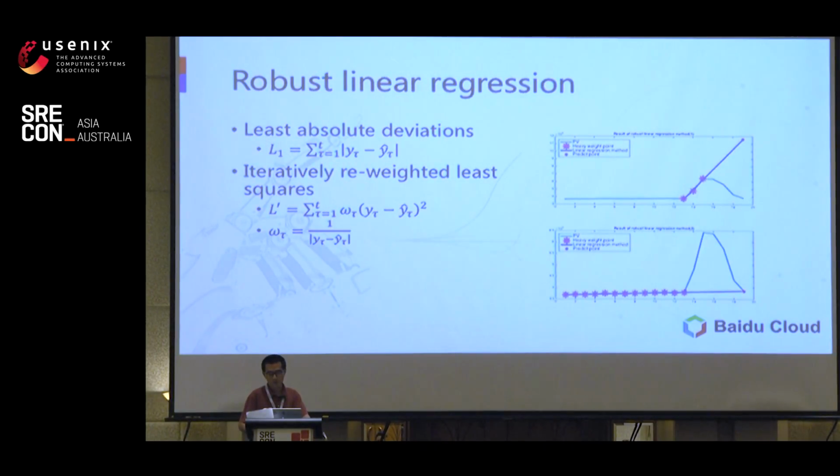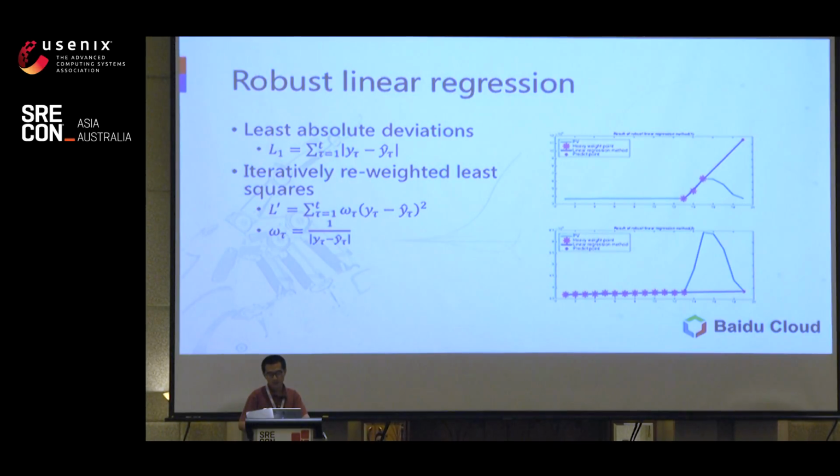To solve the problem, we have to suppress the impact of the abnormal values. One idea is to change the loss function from least squares to least absolute deviation. The new loss function removes the square from the residue, and the impact of the abnormal values is reduced. Unlike least squares, least absolute deviation does not have a closed-form solution. So we apply the iteratively reweighted least squares approach. This approach adds a weight to the square of each residue.